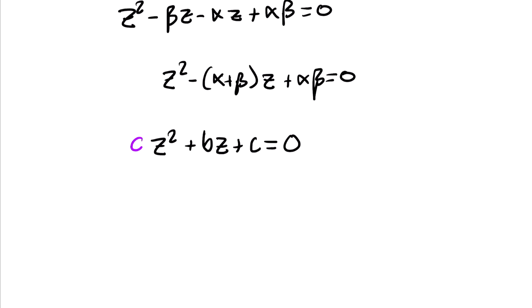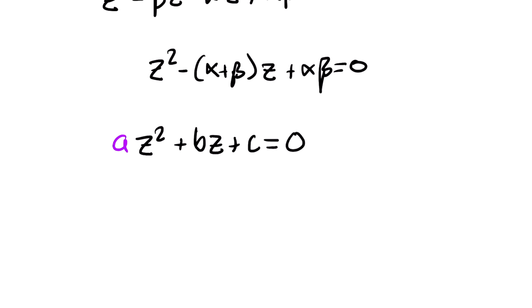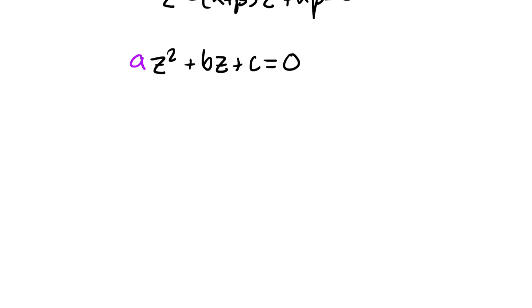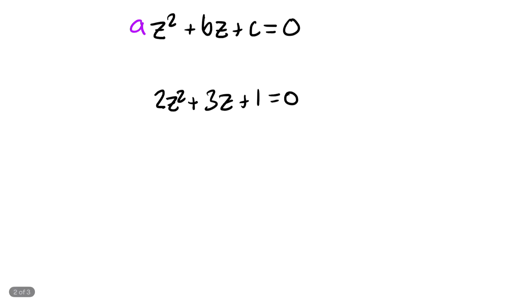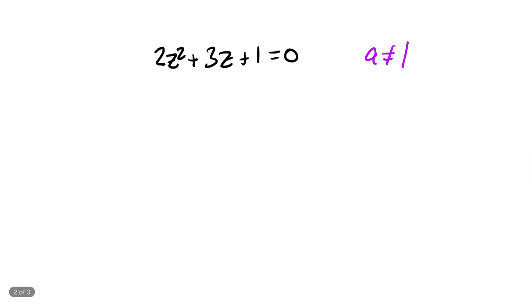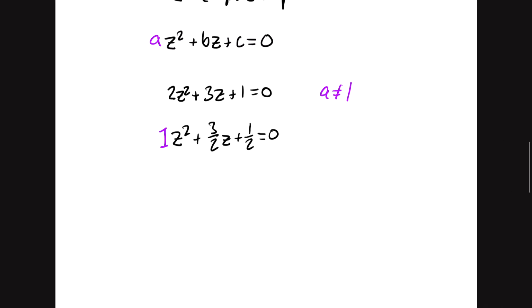Oh, but what about the a? Just assume it's 1, because everything else can scale accordingly. Like for instance, if we had 2z squared plus 3z plus 1 equals 0, here you could say that, oh, a is not 1. Oh, you can make it 1. These 2 equations are the same. So we can just ignore a for now.